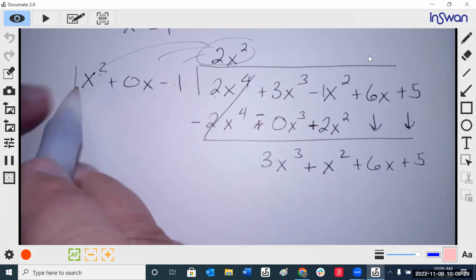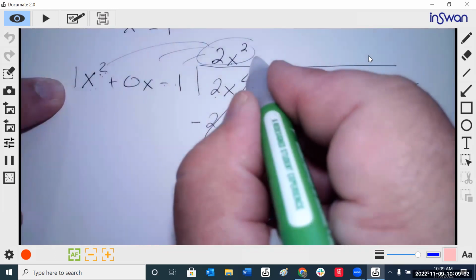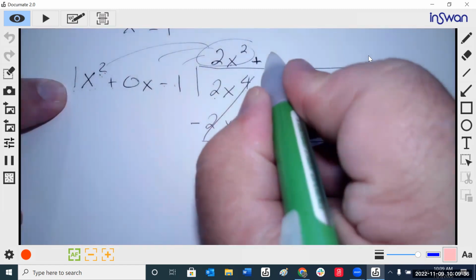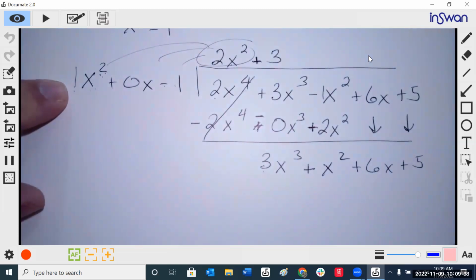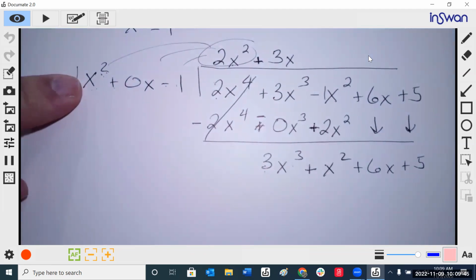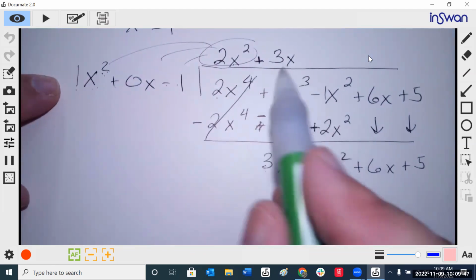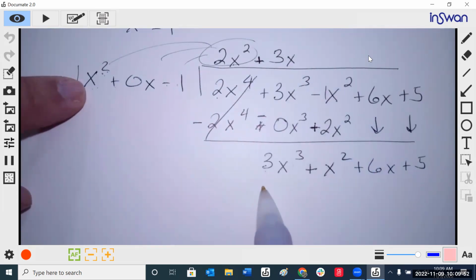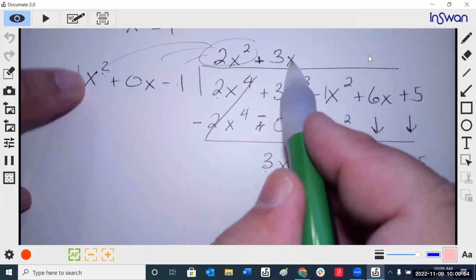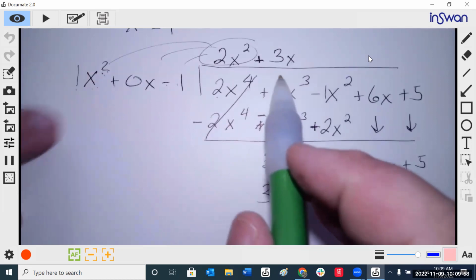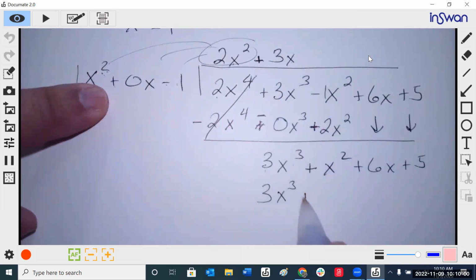Repeat the process. Positive times positive is a positive. What times 1 gives me a 3? 3. I have 2 x's. I need to get 3. I'm missing 1 more. Now multiply. Positive times positive is a positive. 1 times 3 is 3. X times x squared is x cubed.